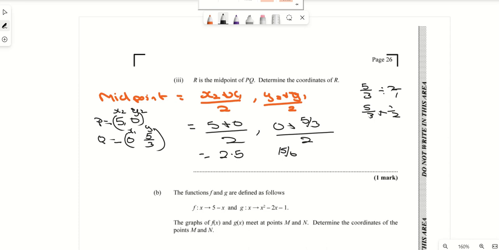Right, so my coordinates for R is 2.5 and... let's keep it in fractions. If you're doing fractions, leave it as fractions. So this would be 2.5 and 5 over 6. That's the coordinates for R, which is the midpoint of P and Q.